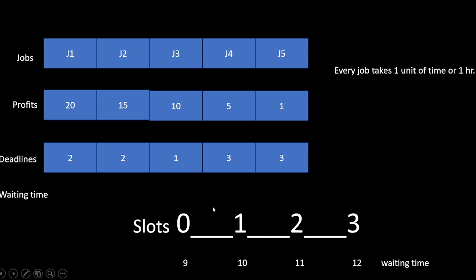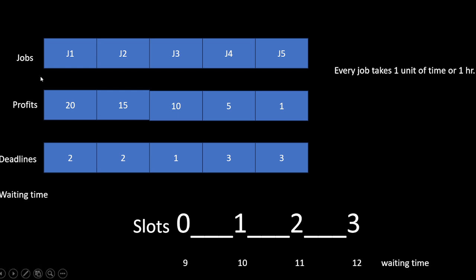So let us try to understand. We have given times: the first slot is between 9 to 10, the second slot between 10 to 11, and the third slot between 11 to 12. Right now you need to assign these jobs to these slots. Let us start with the left side. You have to always start with the left side.